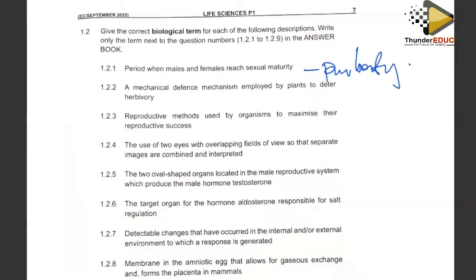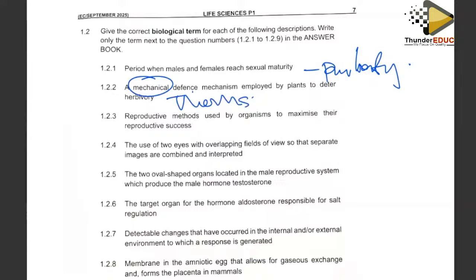So mechanical defense mechanism employed by plants to deter herbivory. This is the one we like. They have already talked about mechanical, so we cannot use it. So we can use thorns. Yes, these are thorns which are being used to do what? To remove these herbivores from eating. However, there are some organisms which can eat thorns, like the giraffes.